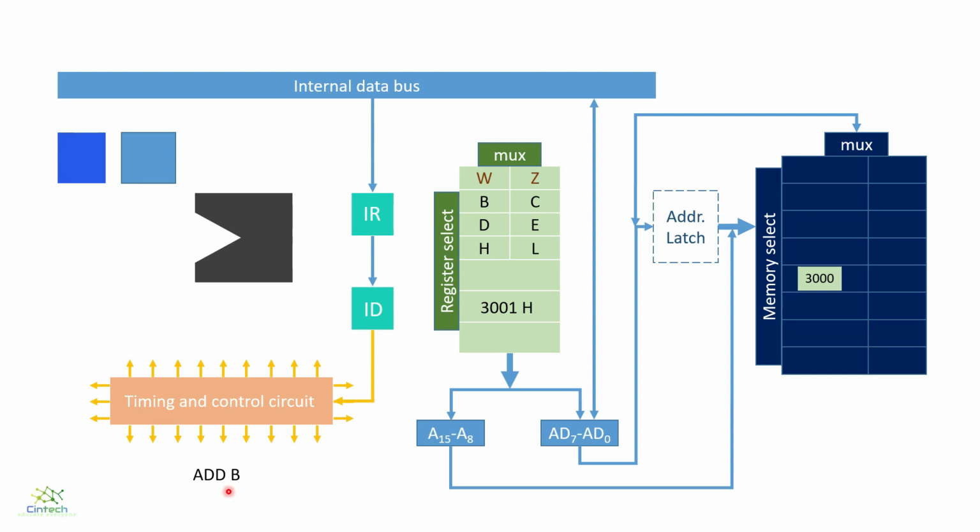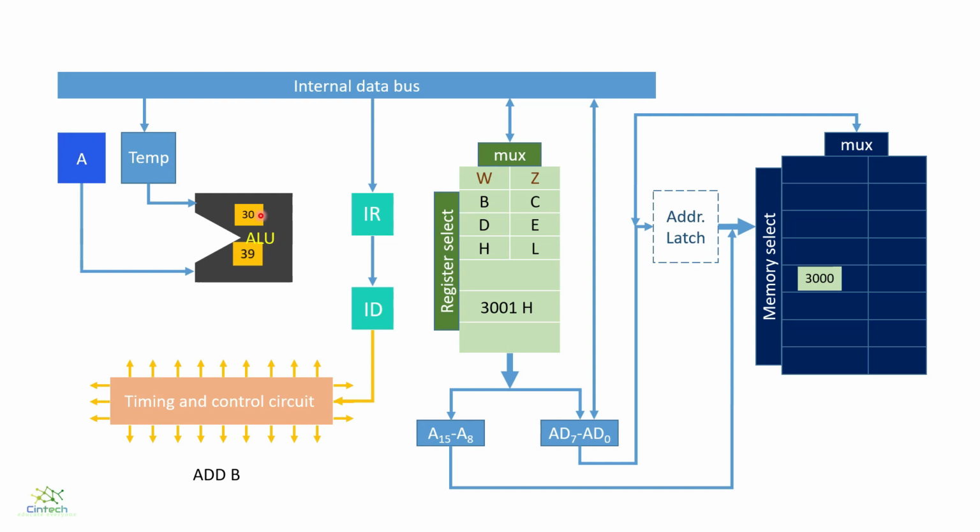So after decoding the instruction ADD B, the timing and control circuit tells the register select to select the B register, and then B releases its value. It's storing 30 hex. So 30 hex is released and then it comes along the internal data bus to a temporary register. Here is the accumulator, the most important and badass register of all. A is holding 39 hex. Accumulator and temp release their values now. They come along to the ALU, the arithmetic and logic unit.